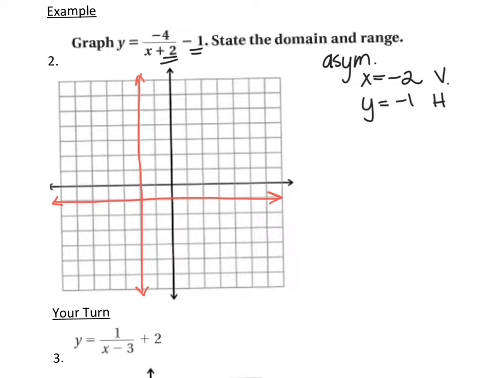My second step is I have to find 3 points to the right and 3 points to the left. If I start off with the left, I'm looking at -3, -4, and -5. So my points to the left are -3, -4, and -5. My points to the right are going to be -1, 0, and 1.